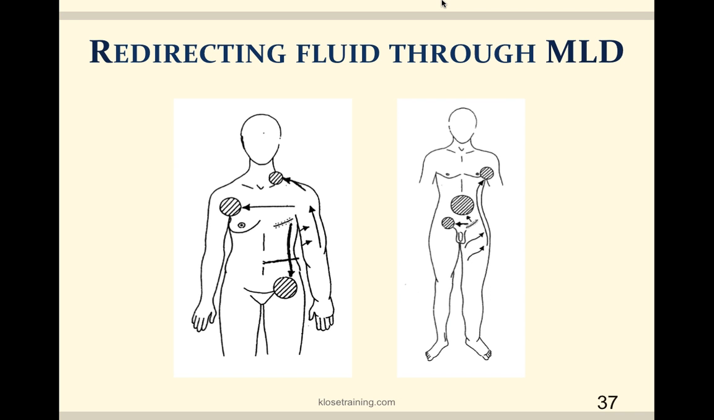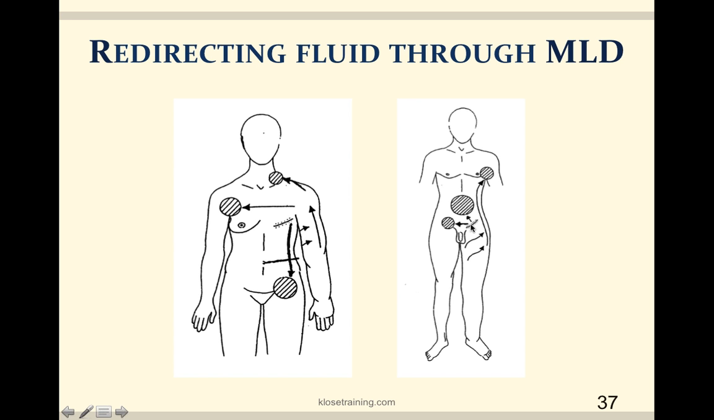So how are we redirecting the fluid? If you look at the upper extremity, and the upper extremity is affected, if the patient has a scar here from a mastectomy, you're going to try and push the fluid up into the neck or across into the other axillary lymph nodes. Or we're going to try and push the fluid down into the same side inguinal lymph nodes. Okay, so that's for the upper extremity.